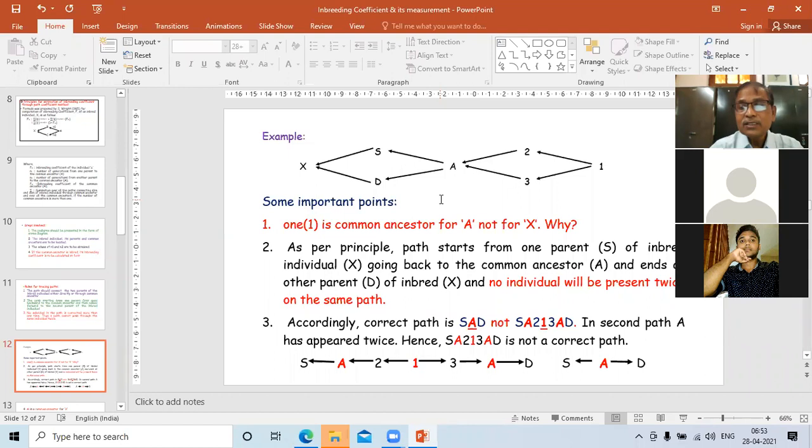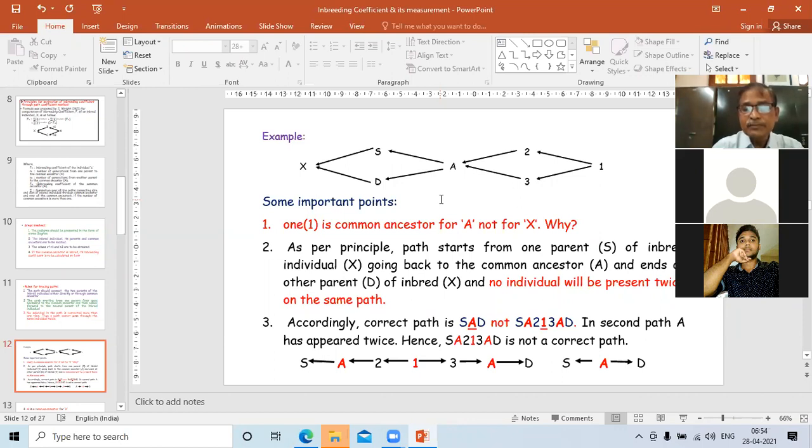Then again 1 to 3, 3 to A to D, because at the same time two gametes cannot be passed on, same genes cannot be passed on from the same individual. That's why here you see the path, that is 1 to 2, 2 to A to S, 1 to 3, 3 to A to D. So this is the complete path.